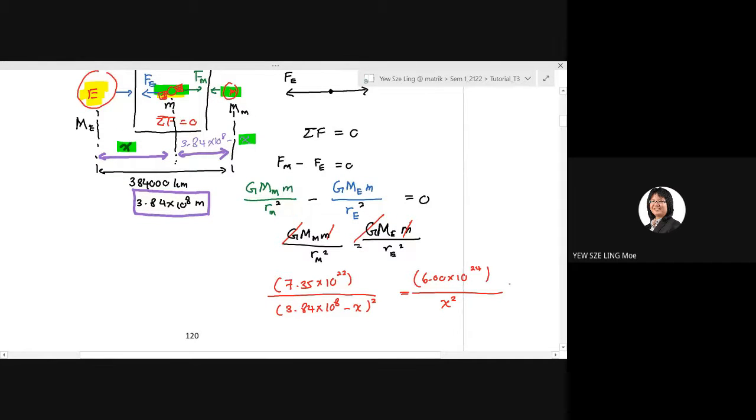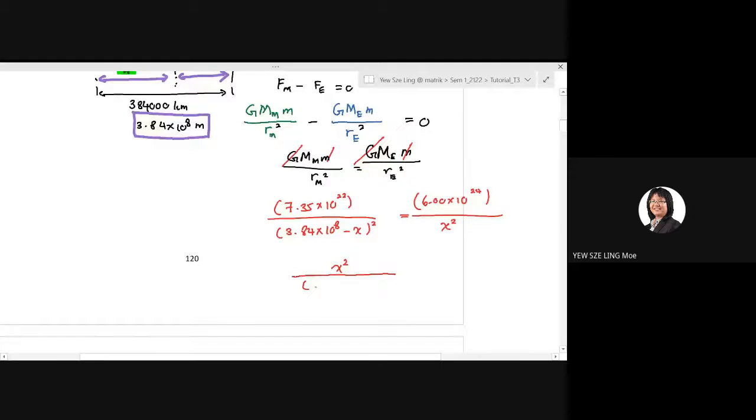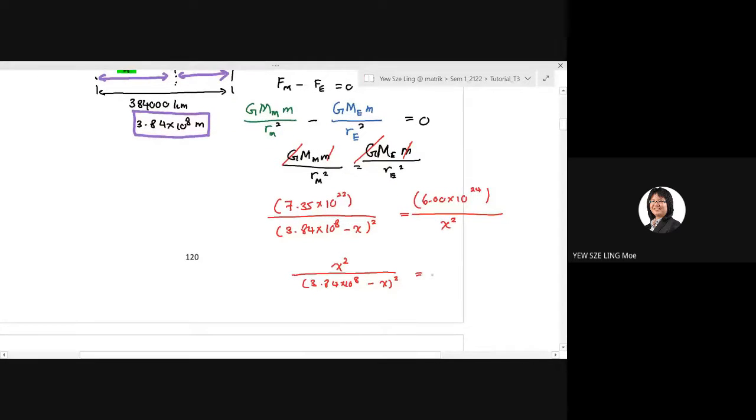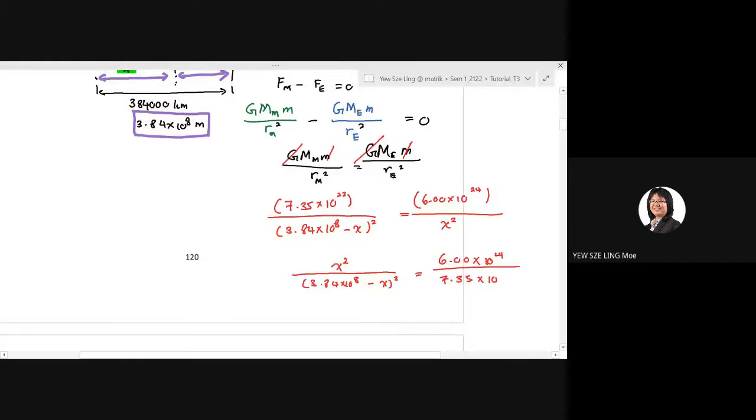Okay, next. So what are we going to do then? Now, to make it easier, I won't recommend my students to expand the equation. Saya memang sangat tak galakkan pelajar saya expand equations. So what you should do, you rearrange the equation. So how to rearrange? Now it becomes x squared divided by (3.84 times 10 to the power of 8 minus x) squared equals to 6.00 times 10 to the power of 24 divided by 7.35 times 10 to the power of 22.